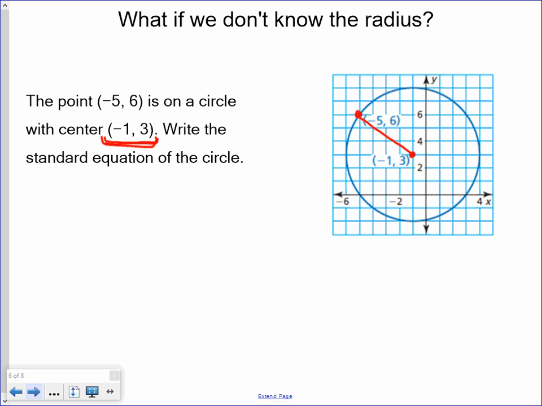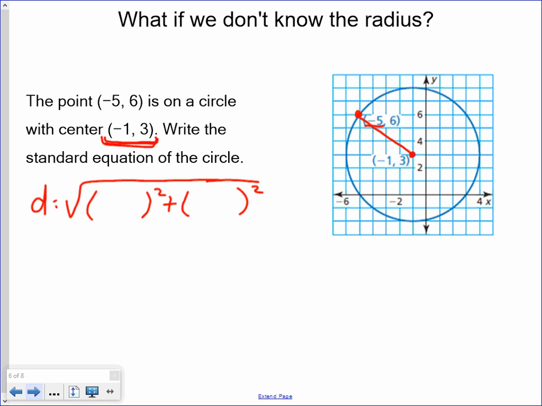How could I find that length right there? I can't count boxes. You can't count boxes diagonally, unfortunately. But what else could I use to find that distance? Not slope. Distance formula. We haven't used that in a long time, you guys, but we'll be okay. Distance formula.